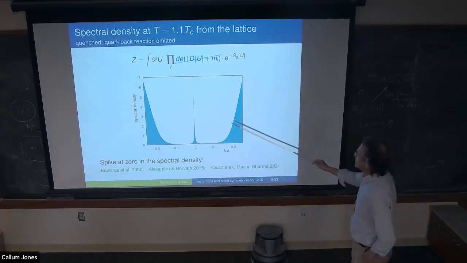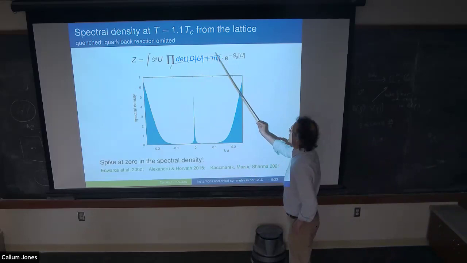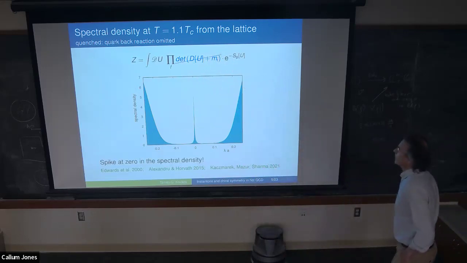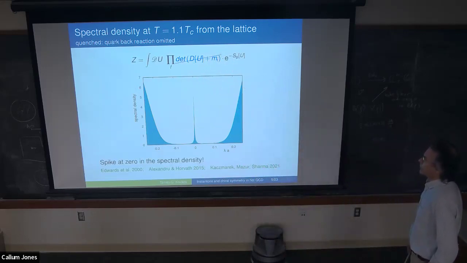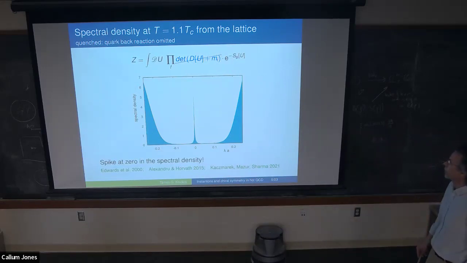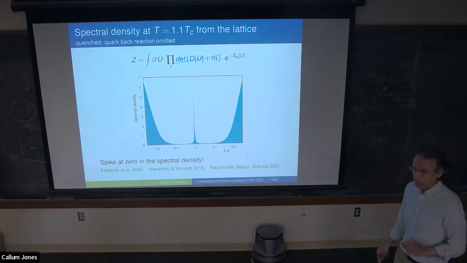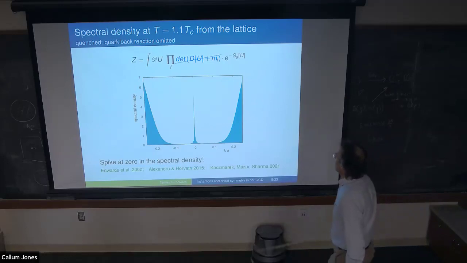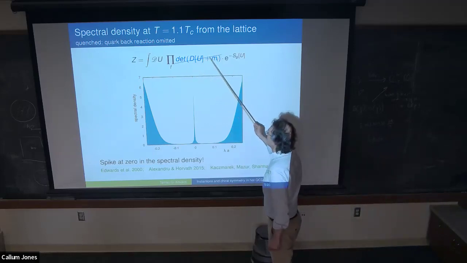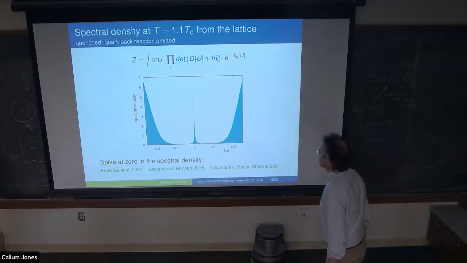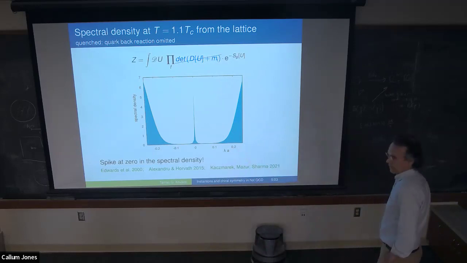Well, I have to tell you that this is a lattice simulation in an approximation, and the determinant was not taken into account. It is called a quenched approximation, when the quark back reaction is not taken into account, but I will talk about that later, and we will put that back. So don't worry, it will be the real QCD, not just this quenched approximation. Okay, so if you ignore this, then this is how the spectral density looks.